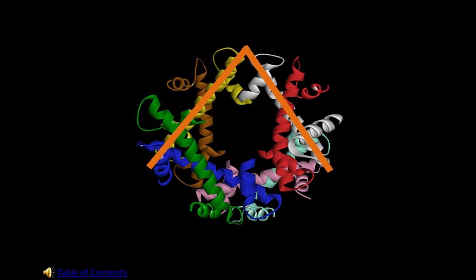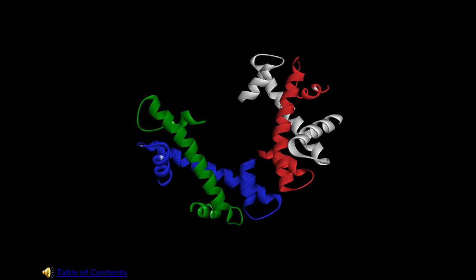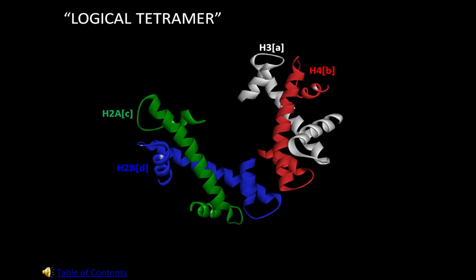Let's remove the orange V and watch carefully now as I take away 4 of the 8 subunits, which will leave us with our first logical tetramer. Here it is. Let's add the subunit labels. As you can see, there's a single occurrence of each of the subunit types, H3, H4, H2A, and H2B. Now let's add the chain identification letters. Here now are the complete names of the subunits which comprise this logical tetramer.